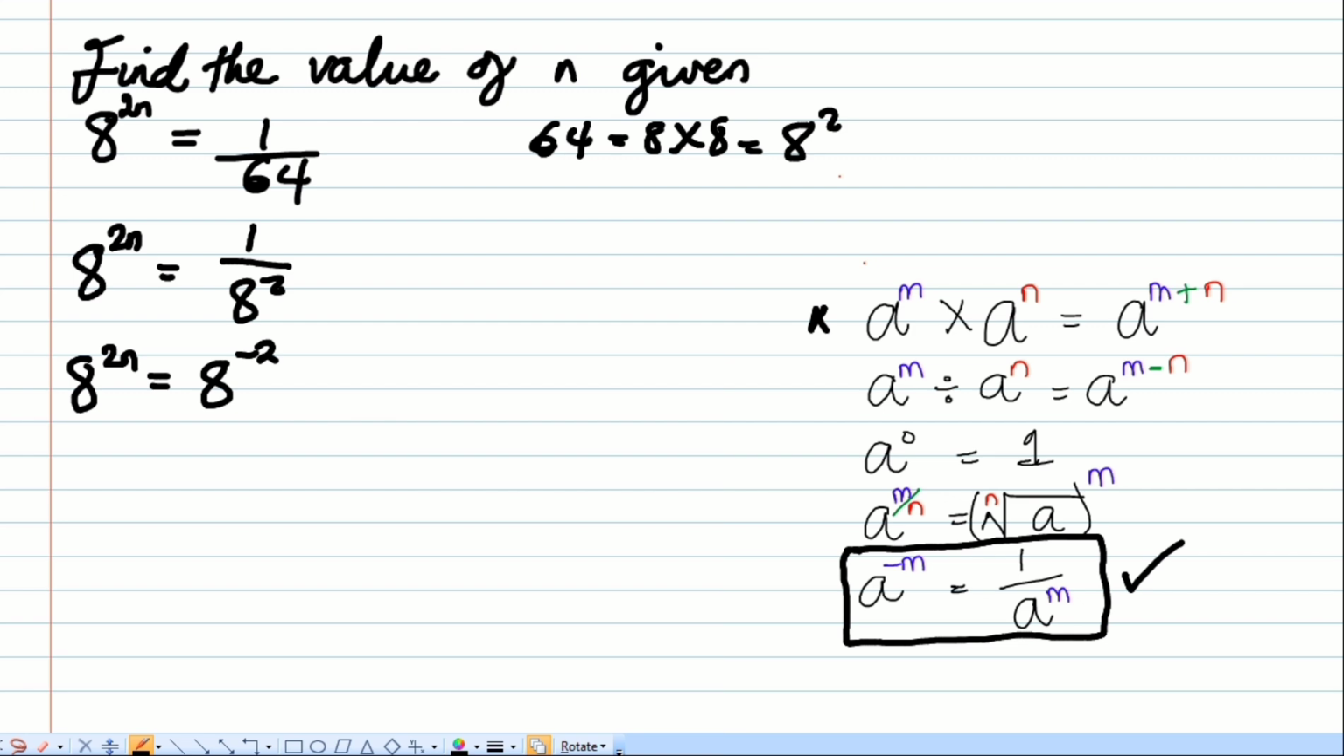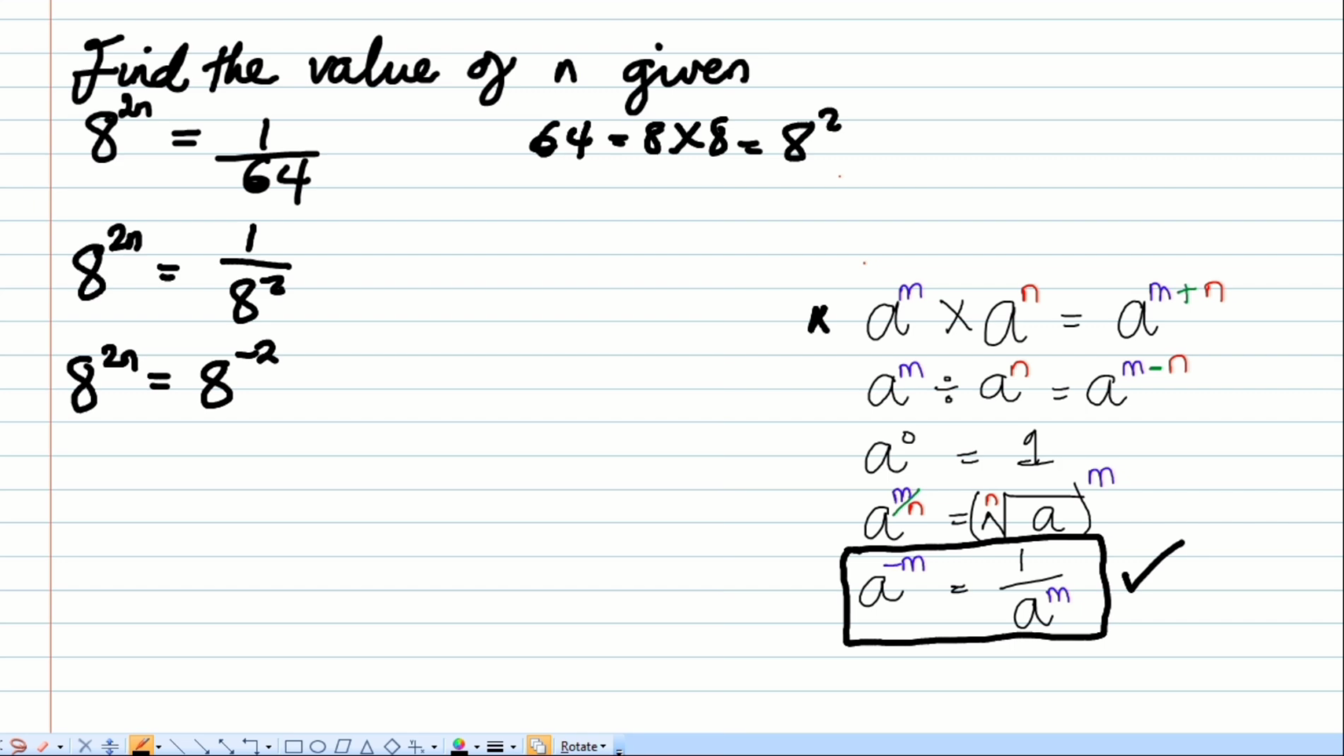So now back to the question. We have 8 raised to the power 2n equal to 8 raised to the power negative 2. Now for this to be an equation, which I'm saying it is because this question was saying that whatever is there is equal to whatever is there. So if the bases are the same, which is obviously the same, 8 is equal to 8, then the powers must also be the same.